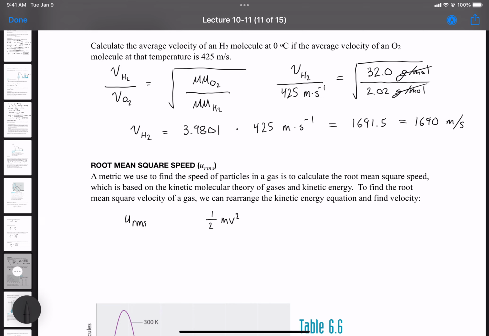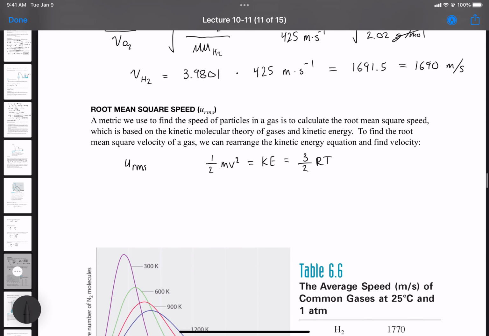Okay, so we have two equations we need to consider, kinetic energy and also the kinetic energy of a gas, which is dependent only on the temperature. And we remember that this also equals KE. And then KE also equals 3/2 RT. So let's quickly go over why 3/2 RT equals kinetic energy.